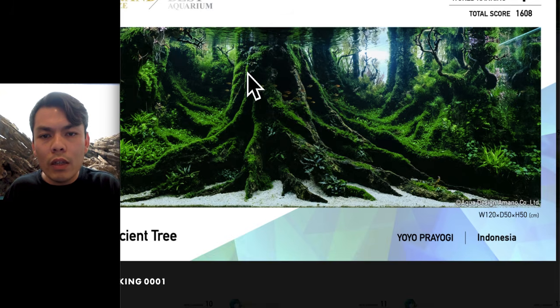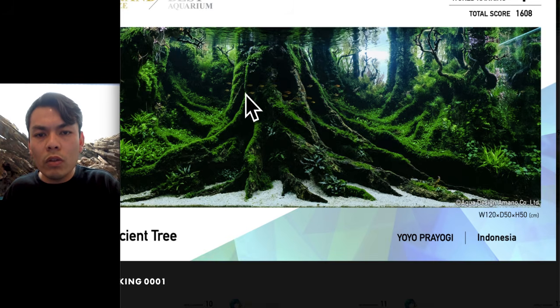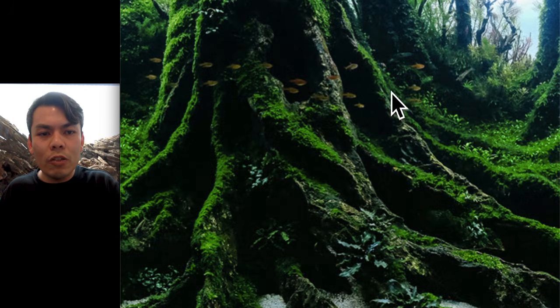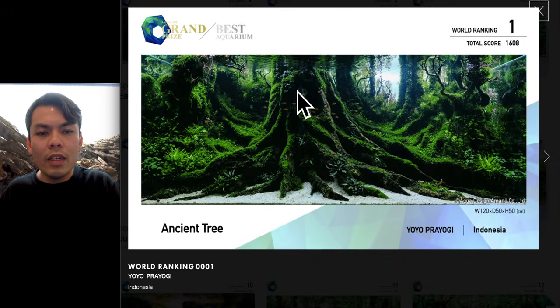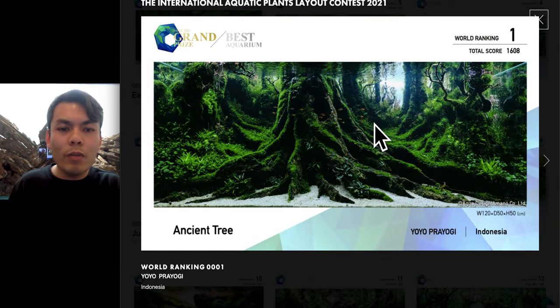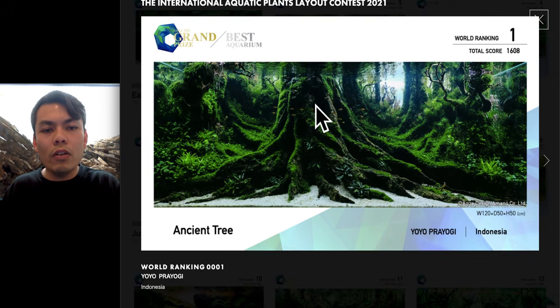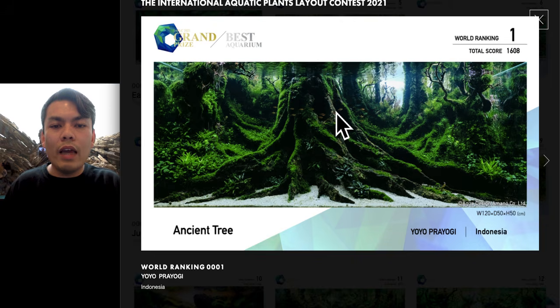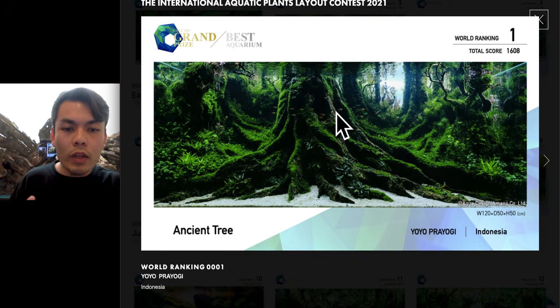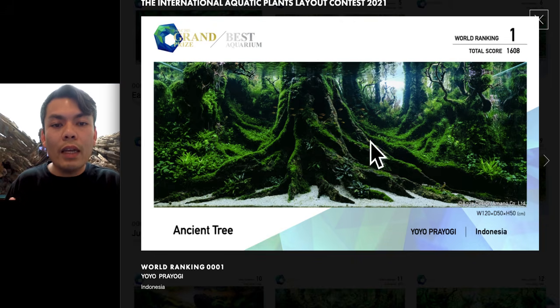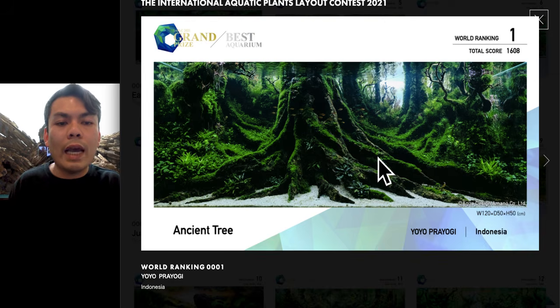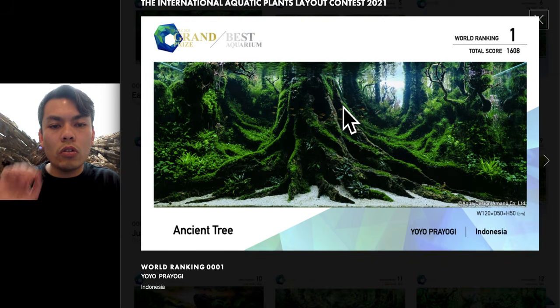Yo-Yo has created these small shadowy cuts in the moss to create a level of texture that almost draws your eye into it. Another use of ember tetras, again bringing back the very old school nature aquarium use of fish this year. And I think this is such a great use of a concept that really speaks to the audience, speaks to the viewer as, yes, I have no doubts that this is an ancient tree.